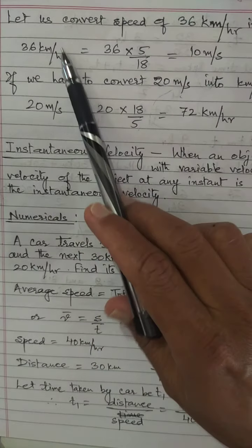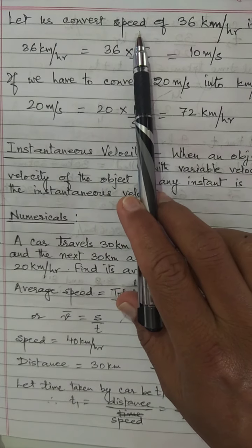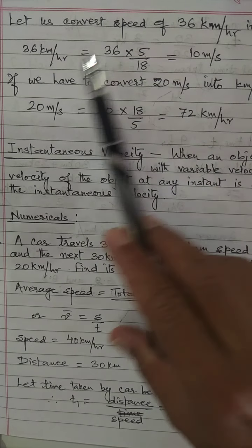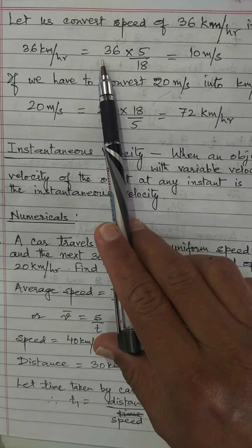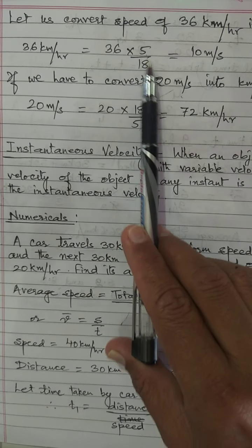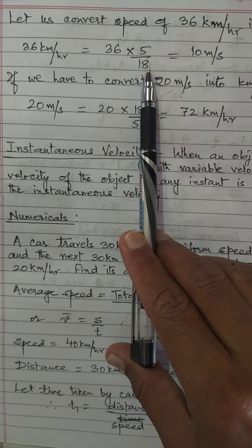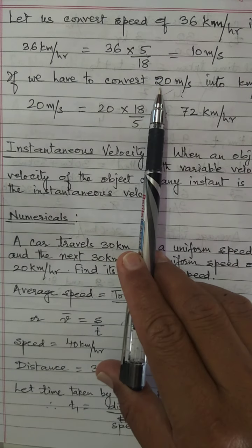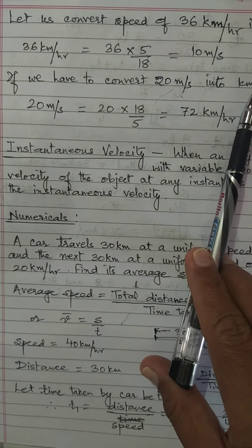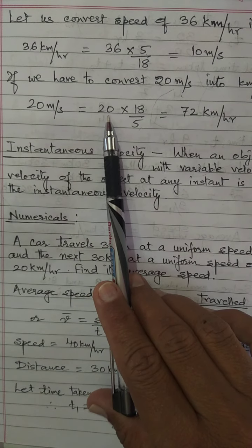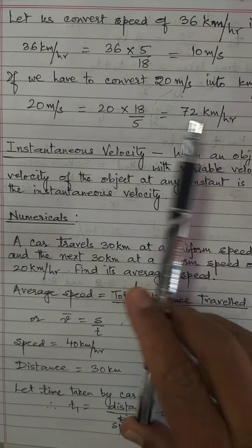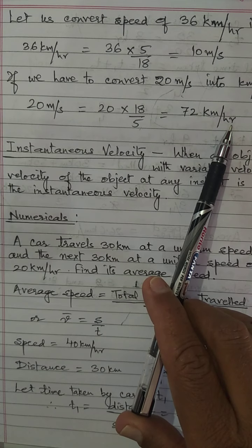Take some examples. Let us convert speed of 36 km per hour into meter per second. 36 km per hour is equal to 36 into, we have to multiply it by 5 by 18, which is equal to 10 meter per second. Now suppose we have to convert 20 meter per second into kilometer per hour, then we will multiply 20 into the reciprocal of 5 by 18, that is 18 by 5, which is equal to 72 kilometer per hour.